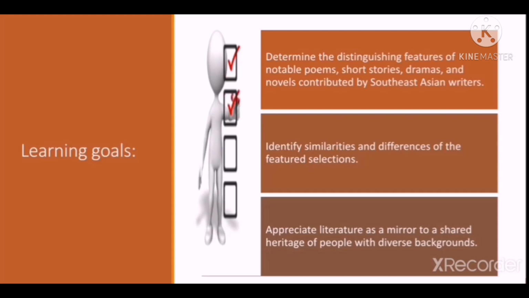At the end of this session, you will be able to: number 1, determine the distinguishing features of notable poems, short stories, dramas, and novels contributed by Southeast Asian writers. Number 2, identify similarities and differences of the featured selections. Number 3, appreciate literature as a mirror to a shared heritage of people with diverse backgrounds.